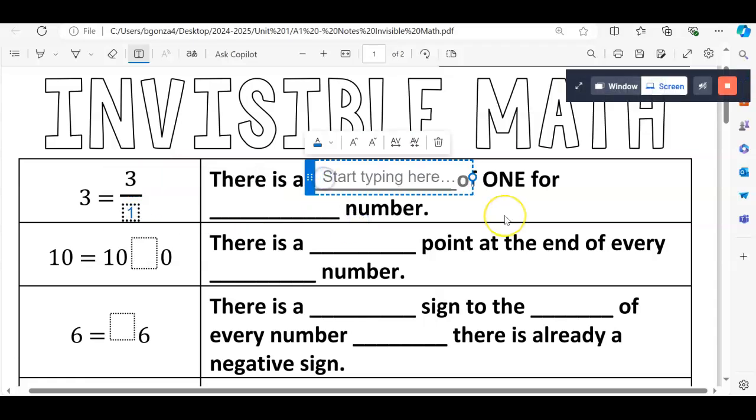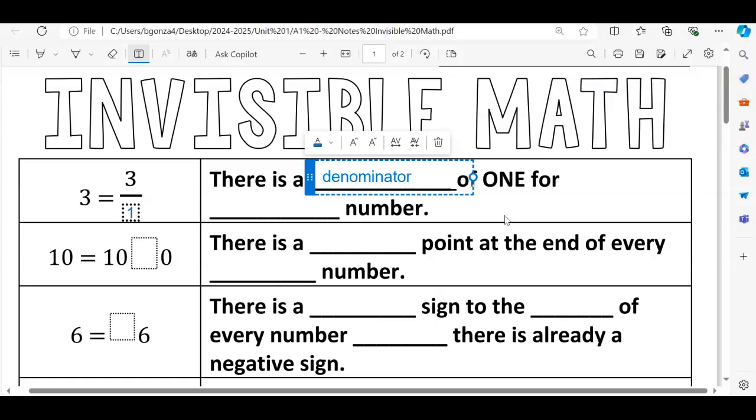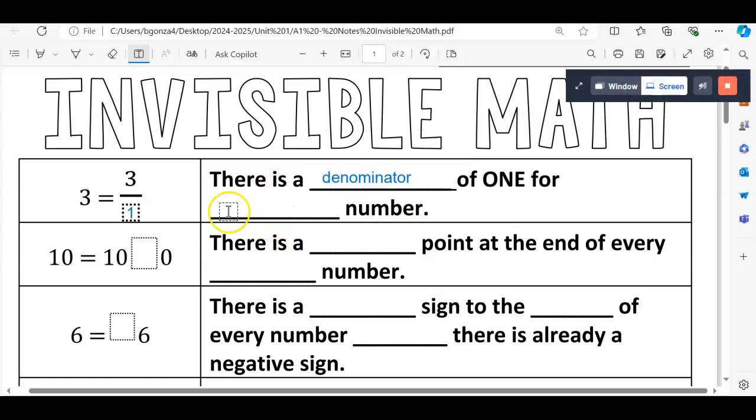And so there is a denominator. Do y'all know what the word denominator means? We have heard on a fraction, the top is the numerator and the bottom, or when you go down, is the denominator, down denominator. So there is a denominator of 1 for every number. Every single number can be divided by 1, stays the same. It's invisible math.